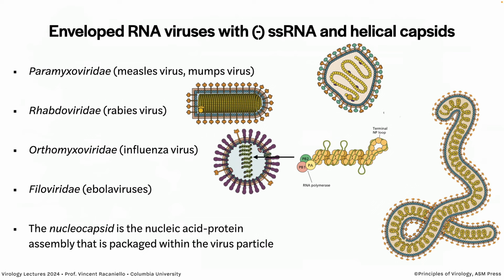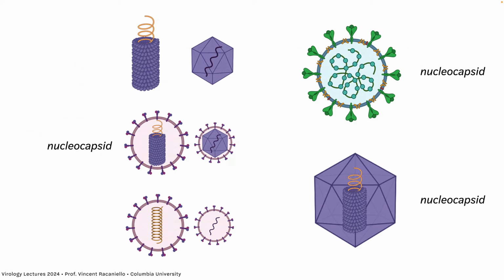They all have nucleocapsids, which are the nucleic acid protein assemblies that are packaged within the particle. So you can see for each of these, there's a distinct substructure of the RNA complexed with proteins that makes it a nucleocapsid. So here is a breakdown of the different ways you can make nucleocapsids. Wherever there's a nucleocapsid, it's labeled. Wherever there's no nucleocapsid, it's not labeled. Look at the top here.